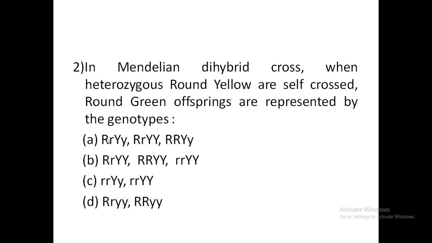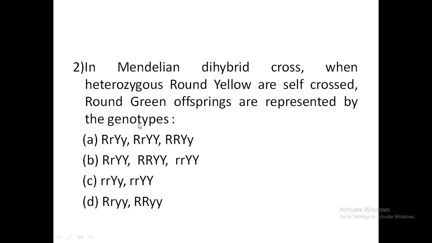Moving to the next question. In a Mendelian dihybrid cross, when heterozygous round yellow plants, meaning heterozygous plants producing round and yellow seeds, are self-crossed, round green offspring are represented by which genotypes? Now they are asking which genotypes will produce the round and green phenotype. You know very well that the allele for round shaped seed is dominant over wrinkled shaped seed.